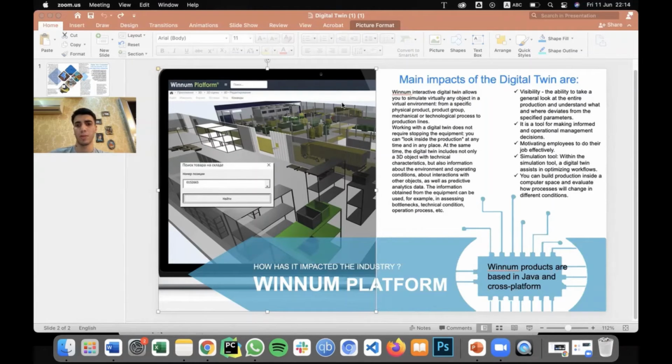The information obtained from the equipment can be used, for example, in assessing bottlenecks, technical conditions, operation process, and such things.